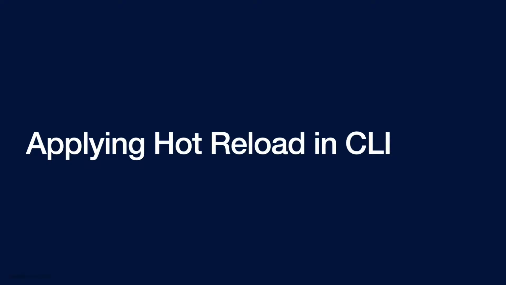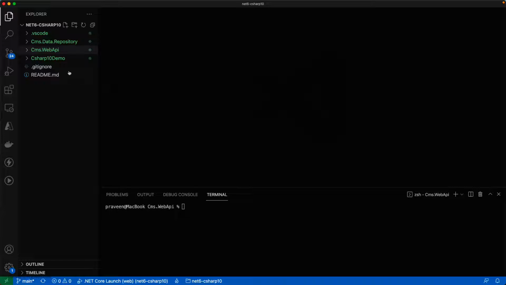Next, let's see how you can apply the hot reload feature in a CLI. Here I have got the same Visual Studio Code and our set of web API applications. As I mentioned before, the cms.webapi and cms.data.repository are part of web API related projects wherein it is going to expose some of the APIs for a college management system. In short, it's a part of the eCampus Connect application wherein you can use the REST APIs to work with courses and students. So for this demo, I'm going to use the same web API project and we'll see how we can apply hot reload for this project and check the behavior in Postman.